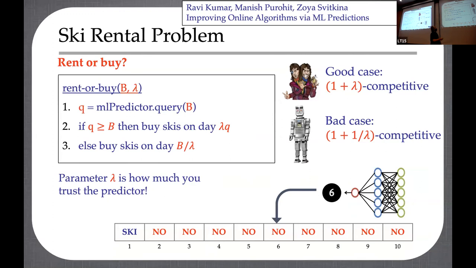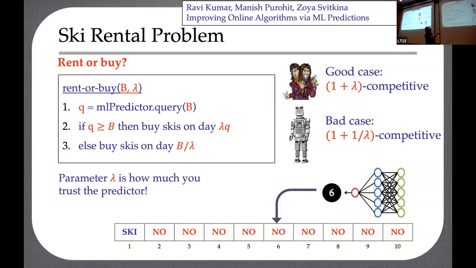Conversely, if Q is less than B, then you buy your skis on day B over lambda. Again, if lambda is a half, that means you wait till day 2B to buy your skis. It turns out that this is a great way of using our predictor. If our predictor is right, we'll do well, and if it's bad, we won't get hurt too much.